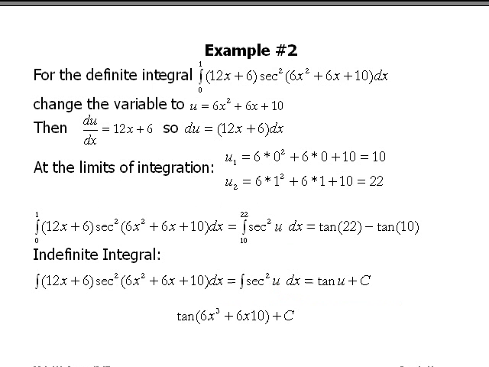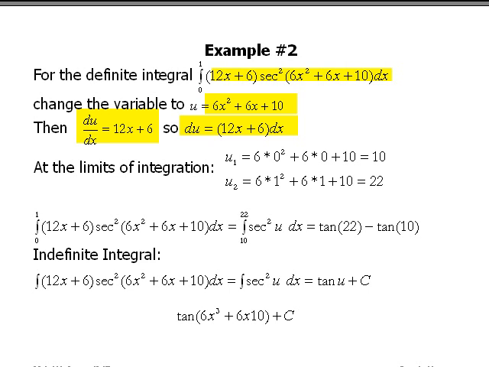Second example, I'm going to integrate from 0 to 1 of this function. All right, so I want to change the variable. I'm going to pick what looks like an inside function. The inside function is probably 6x squared plus 6x plus 10. Your inside functions are often the argument of transcendental functions. Okay, du by dx is 12x plus 6, so du is 12x plus 6 times dx.